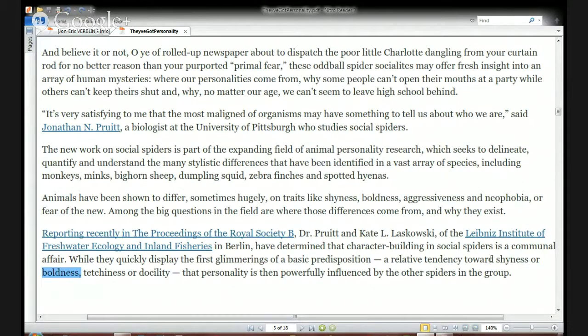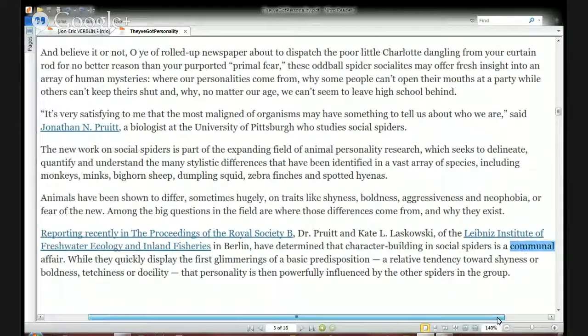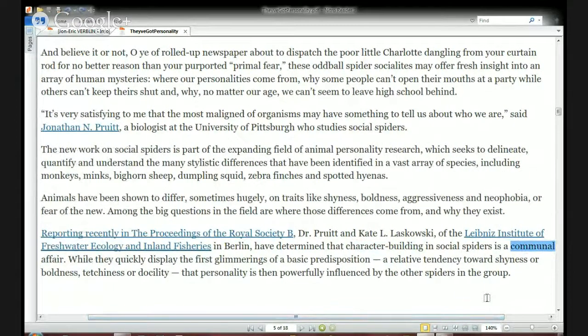Also, the key words here I think are character building, so that's like personality, individual personality. Creating an individual personality by these social spiders is communal. It's not something that happens to them alone. It happens in the community.